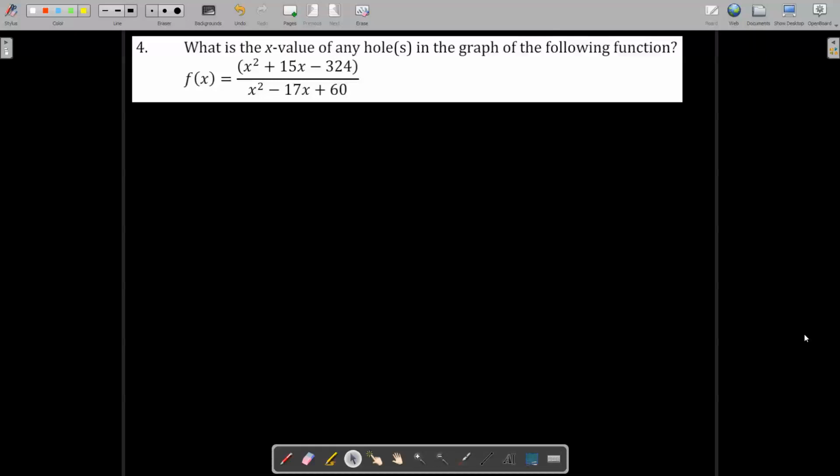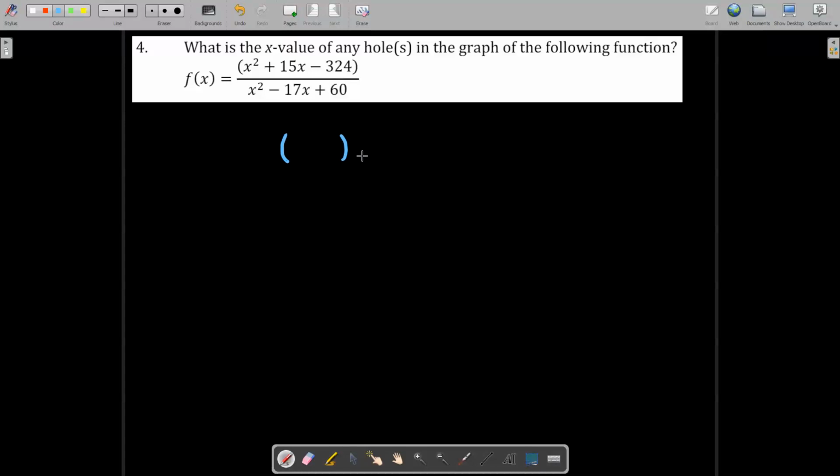Number 4, what is the x value of any holes in the graph of the following function? And then just like numbers 2 and 3, we've got trinomial over trinomial. Okay, so as you are getting used to, this is a factoring problem, your favorite type. We've got x squared plus 15x minus 324.